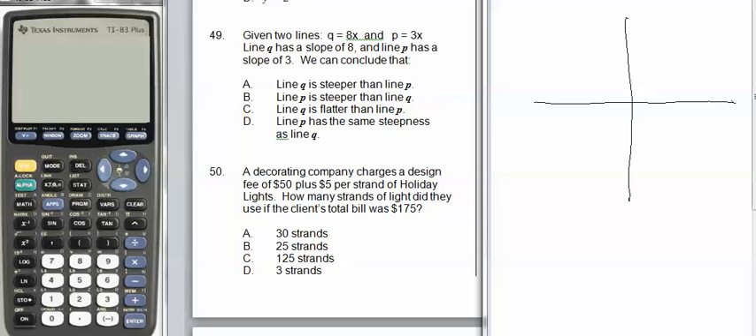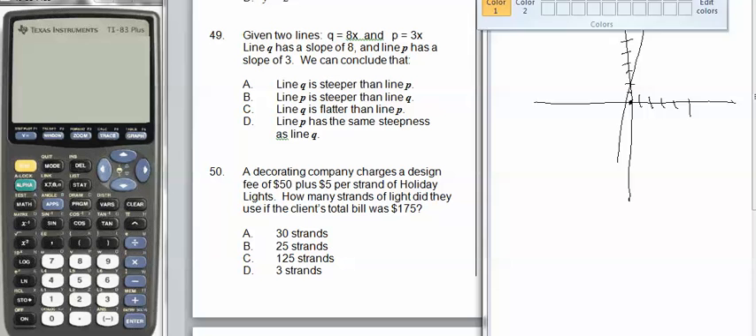For number 49, given two lines q equals 8x and p equals 3x. Since q has a slope of 8, if we started at 0, 0, which both of these do, it would go up 1, 2, 3, 4, 5, 6, 7, 8, and over 1. So this first line would look like this. And our second line would only go up 1, 2, 3, and over 1.